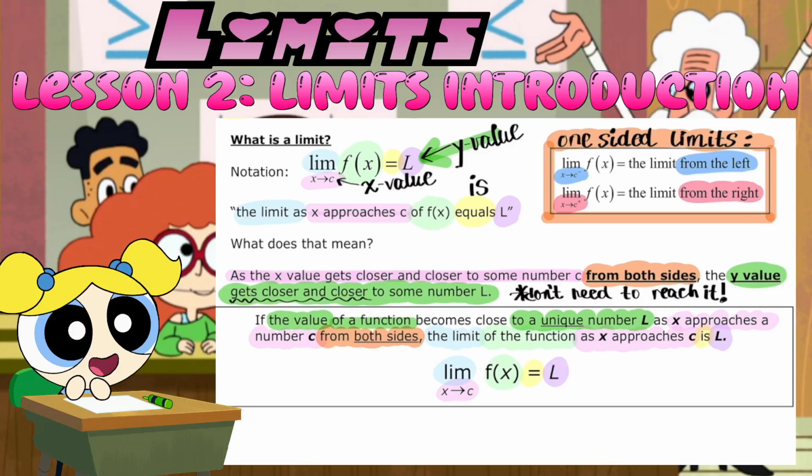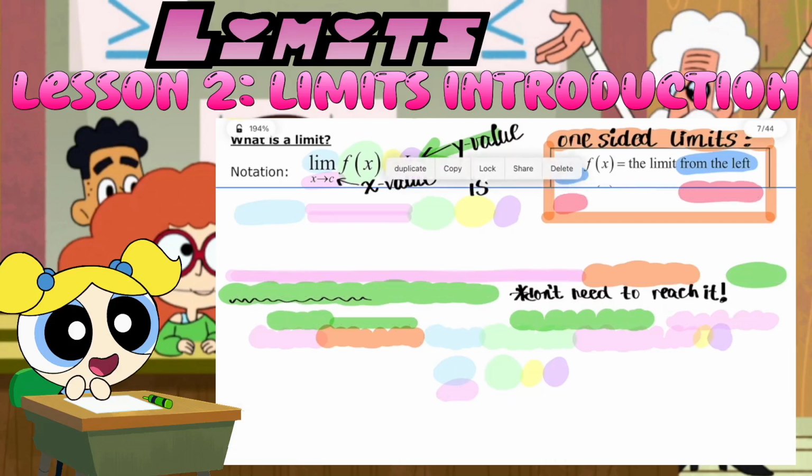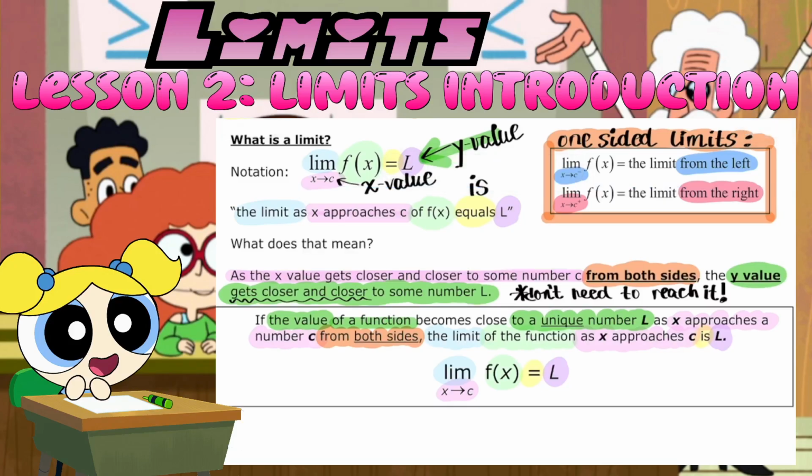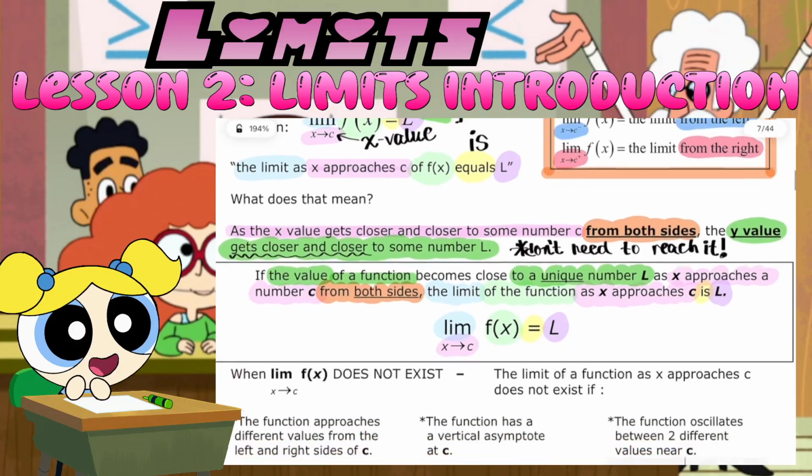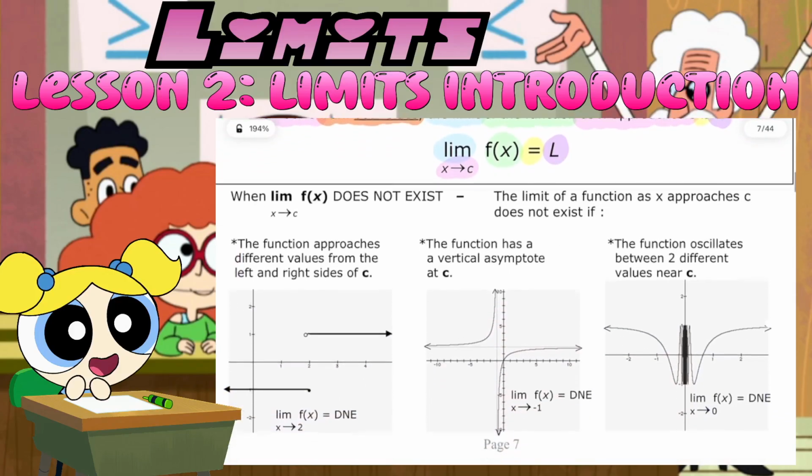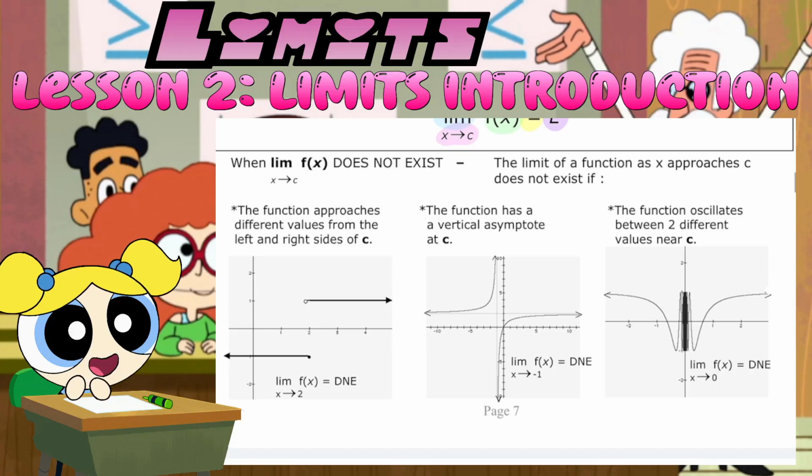Now, I think I could do in a minute and so keep it under 10, I can go over the cases where a limit does not exist. So let's look at that. Cases when a limit does not exist. So a limit does not exist some of the time.